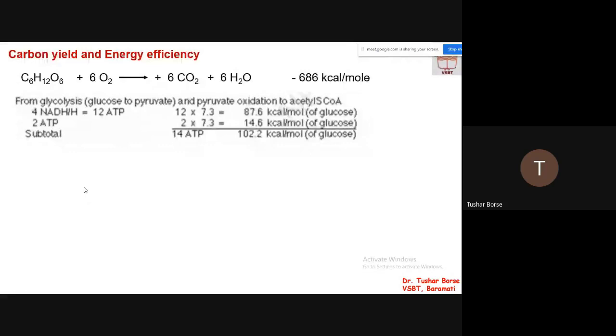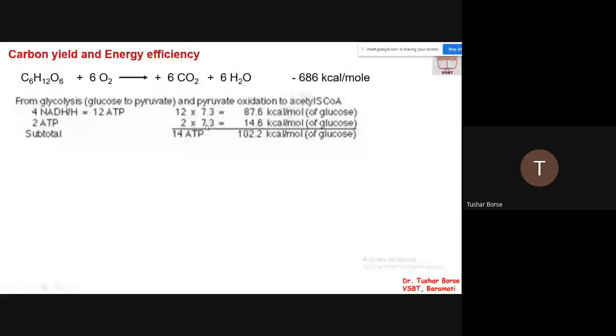produced, you can see here there are 4 NADH, so 12 ATPs, and 2 ATPs which are directly produced. Hydrolysis of 1 ATP gives you 7.3 kilocalories of energy, minus 7.3. So how many? Here it is 2. So 12 into 7.3, 2 into 7.3. If you do the calculation, up to the production of acetyl CoA, there are 14 ATP and you are getting 102.2 kilocalories per mole. Okay, this much amount of energy is being produced.